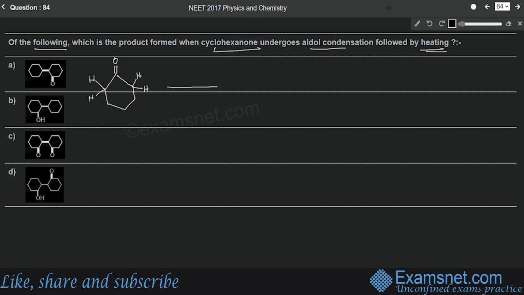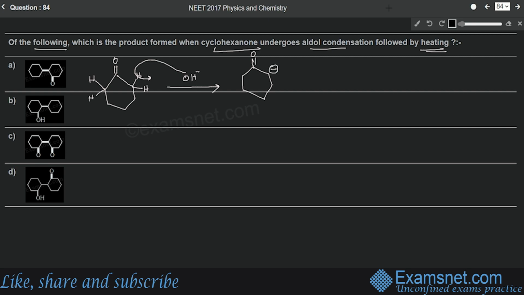So what will happen? This is the basic medium and we have OH minus ion in the medium. This OH minus will take up one of the hydrogens from here. Okay, it will take up one of the alpha hydrogens. So due to the removal of hydrogen, there will be development of negative charge. Okay, let's see. This is the cyclohexanone. Now, one of the alpha hydrogens has been removed from here. So there will be a negative charge at this point.